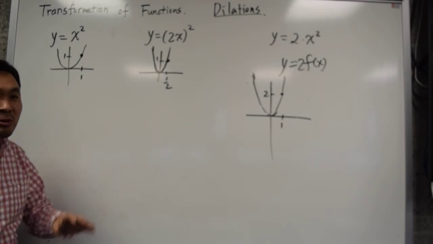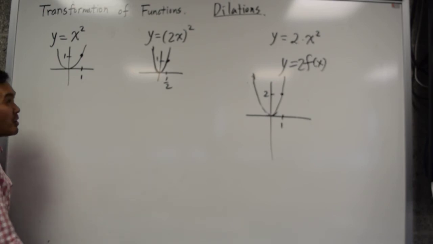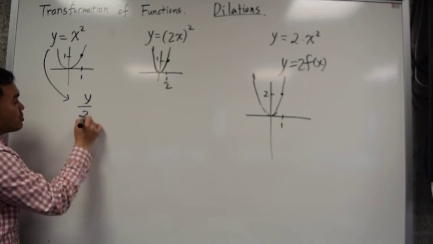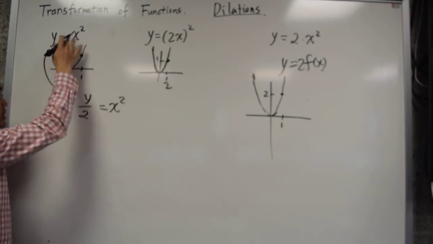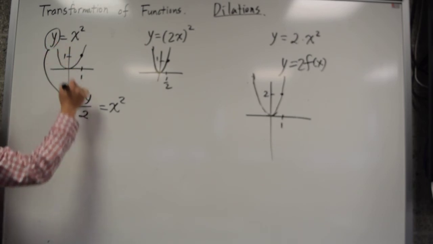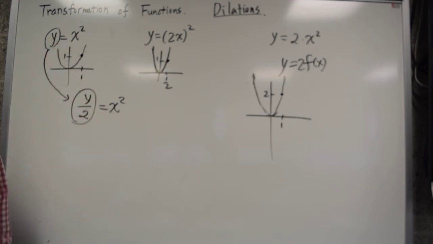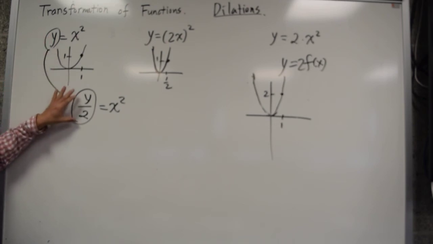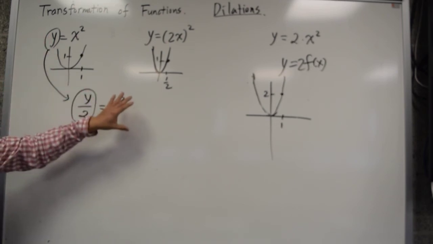Okay, all right, so here's a challenge. If I do y divided by 2 equals x squared, what am I doing? Am I modifying the function or am I modifying the variable? No, I'm replacing y by y over 2, right? Yeah, if I take y and replace it by y over 2, this is exactly what you get, right?